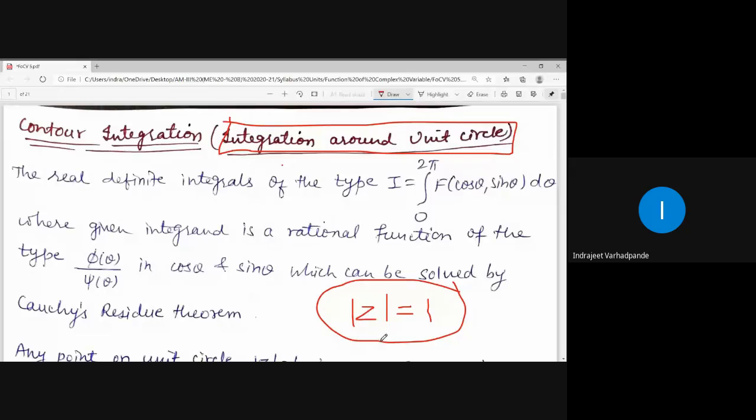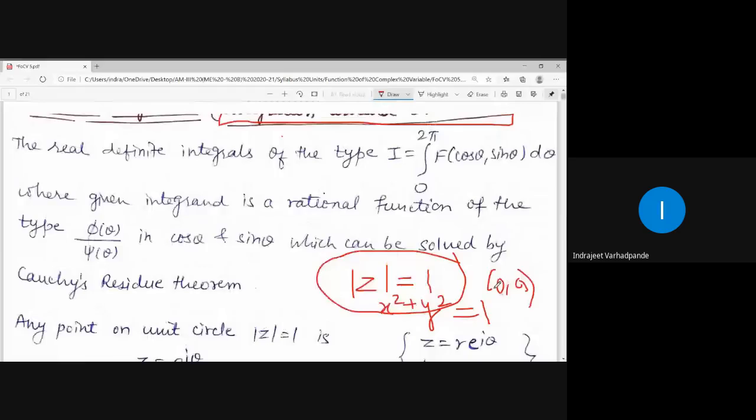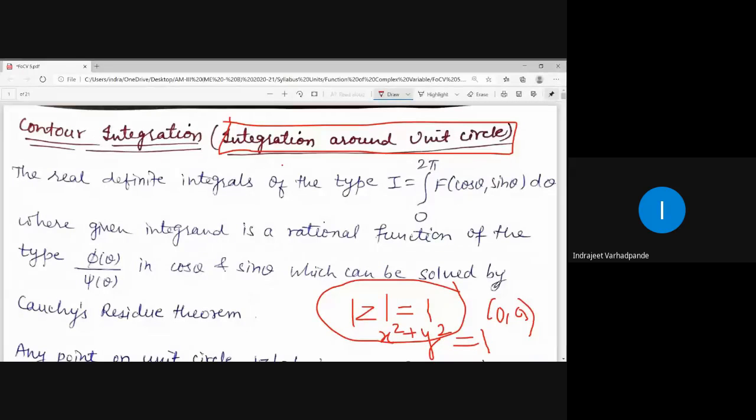What does mod z represent? Mod z represents x square plus y square. So this equation becomes x square plus y square is equal to 1. What is the interpretation of this x square plus y square? It is a circle with center at origin, meaning 0 comma 0, and radius equal to 1. I hope this point is clear. So unit circle means a circle with center at origin and radius equal to 1. It is the standard equation.